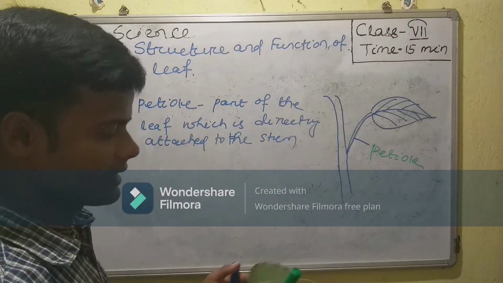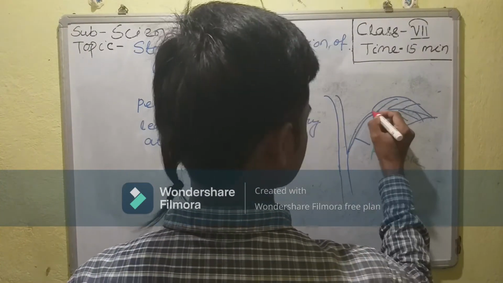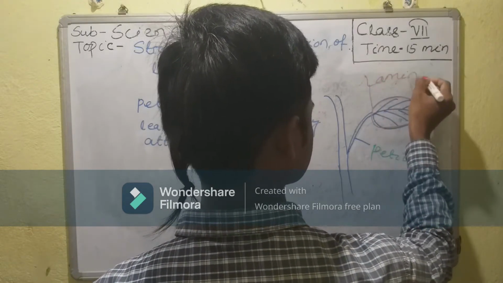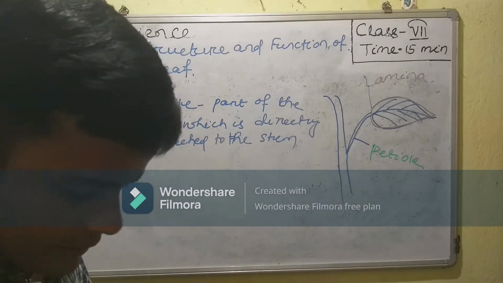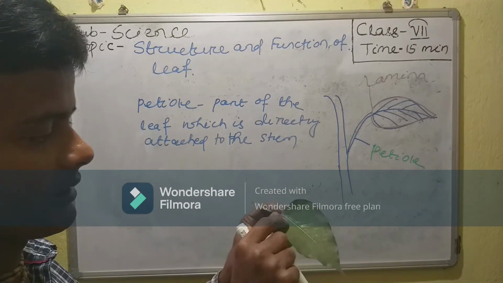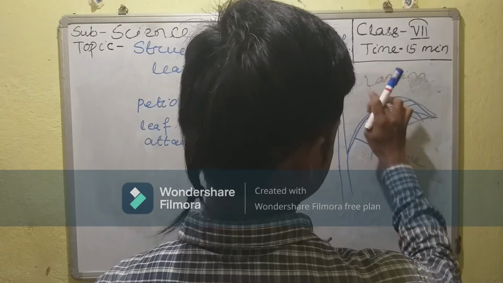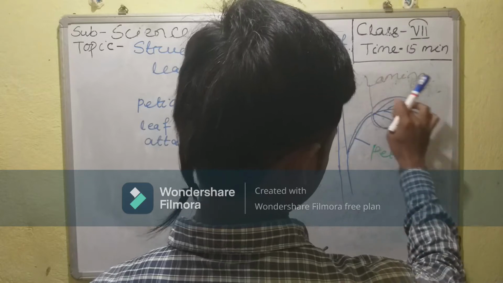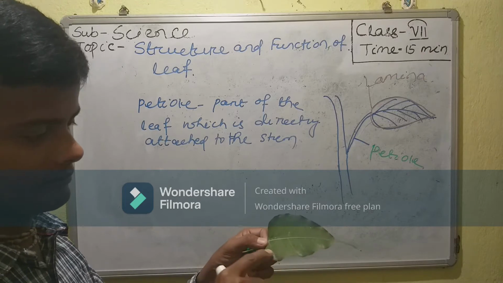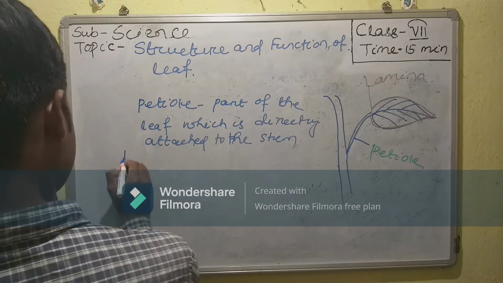Next part is lamina, the total part of the leaf. This part, this is lamina, right? What is the definition of lamina? The green part, the total green part of the plant, that is lamina. The green part of the plant, right? This is known as lamina, right? So next one is lamina.